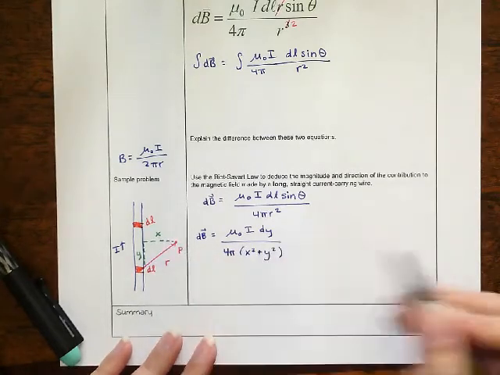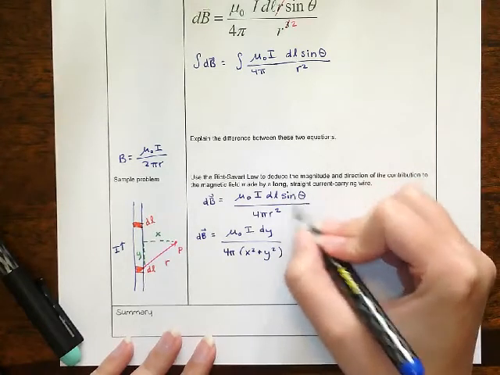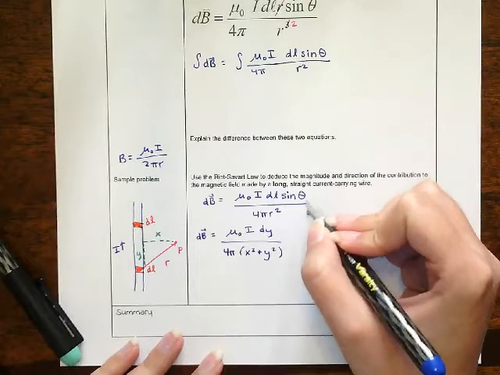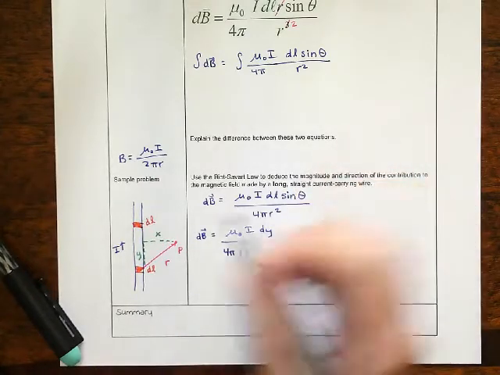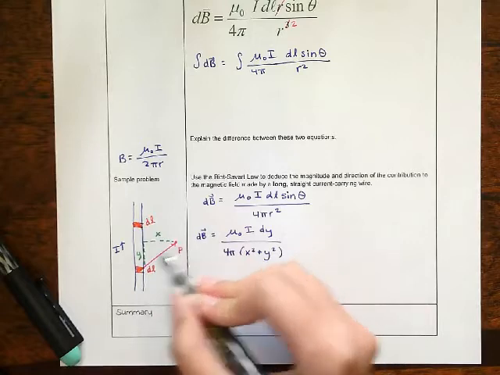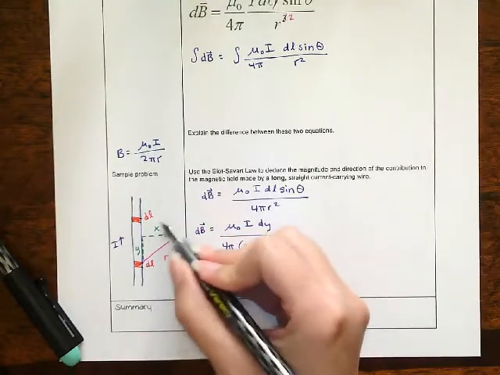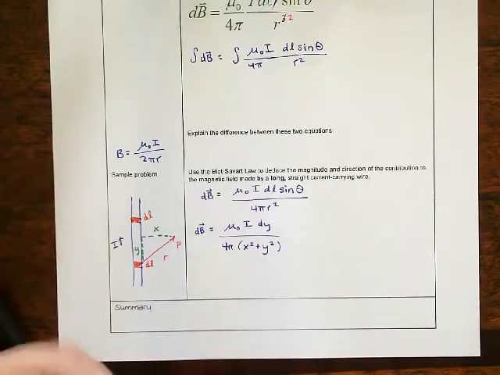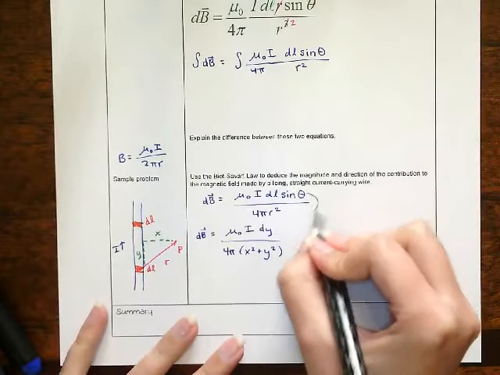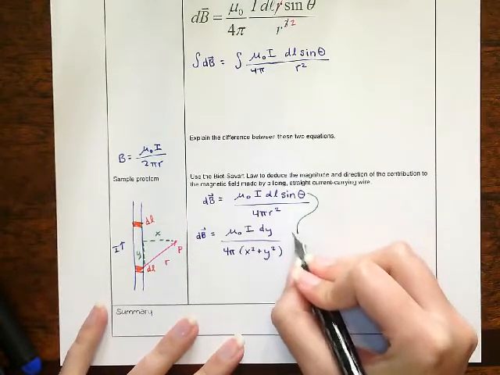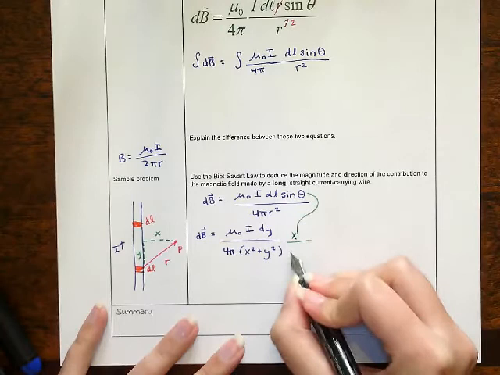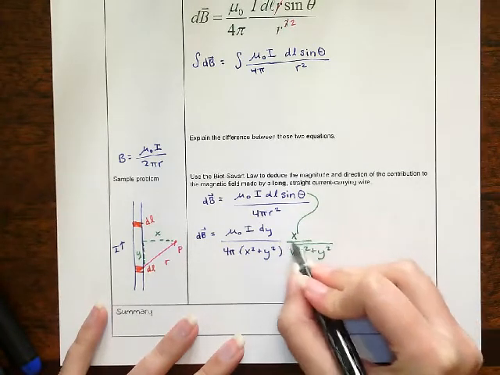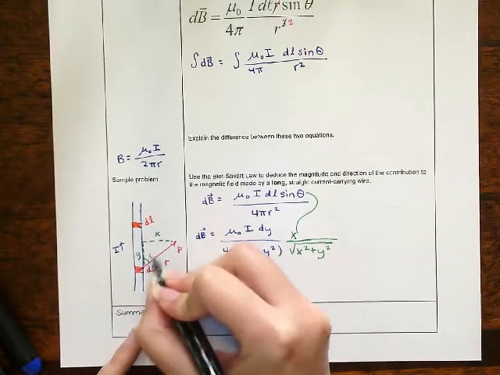Okay, so that substitution is just from the Pythagorean theorem. And then, sine theta, or rather, we are looking to pick out the component of the radius that is perpendicular to the current, which is going to be this component right here. Okay, so sine theta is going to expand into x over the square root of x squared plus y squared. That would mean that my angle theta would be right there.